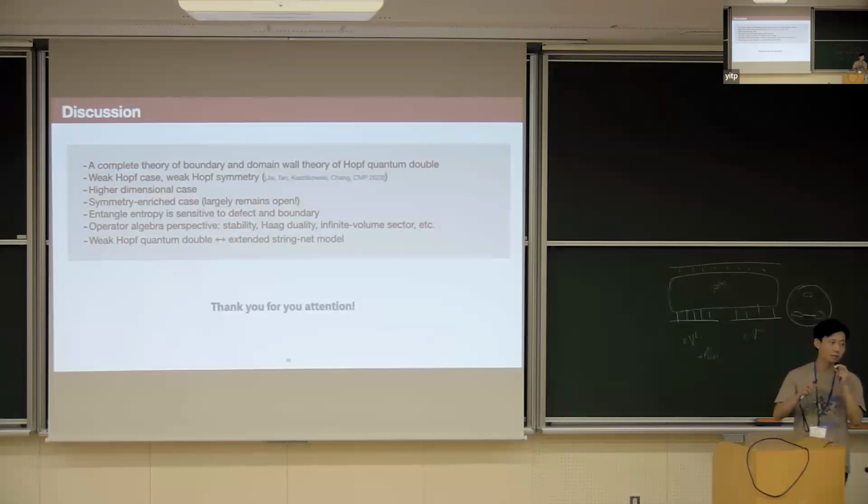So there is some difference here. But in general, we know that the Hopf double model cannot give all the topological phases. Yeah, this is a conclusion. Okay, thanks. Any other questions?